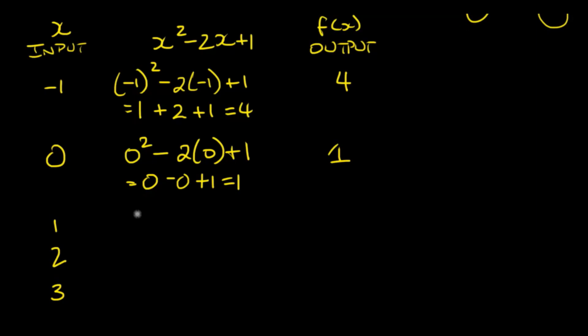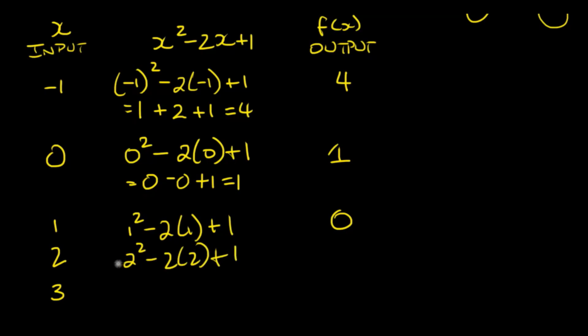Okay, so let's talk about your answers. We're putting 1 into the function. So that's going to be 1 squared minus 2 times 1 plus 1. And did you get 0? I hope you did, because 1 minus 2 is -1, plus 1 is 0. For 2, it's going to be 2 squared minus 2 times 2 plus 1. 2 squared is 4, minus 4, plus 1. That would give you 1.